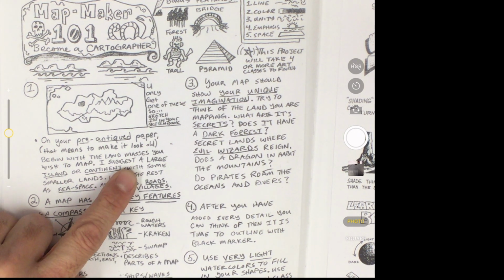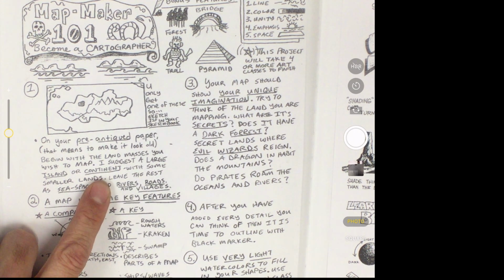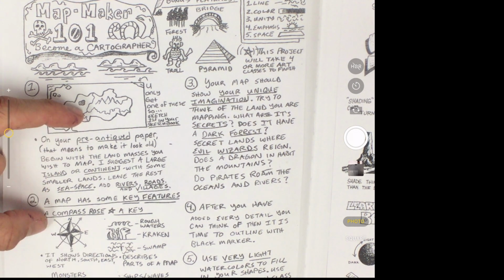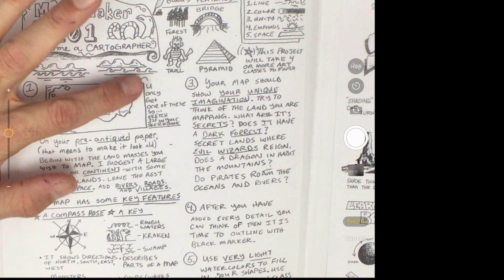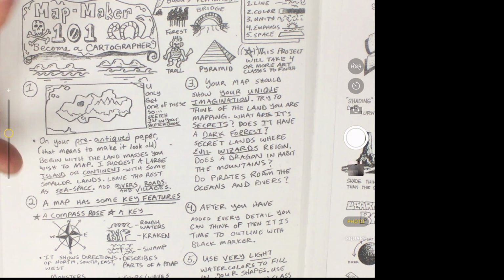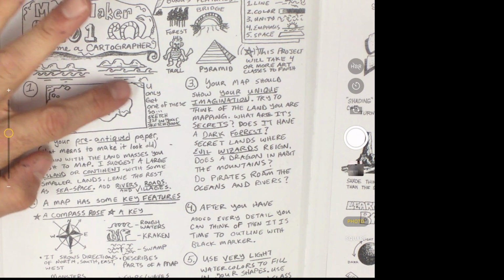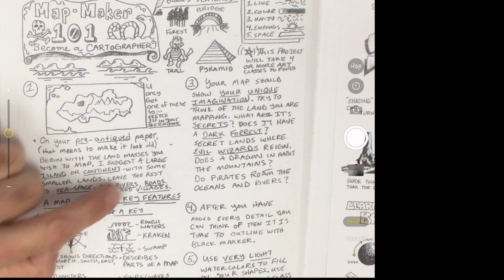Number 1 says, on your paper, begin with the land masses you wish to map. It says, I suggest a large island or continent, that would be this right here, with some kind of smaller lands. You can see on the edges I've placed different lands, but you don't have to do it exactly this way. Leave the rest as sea space. Add rivers, roads, and villages. Alright, so let's do that first.